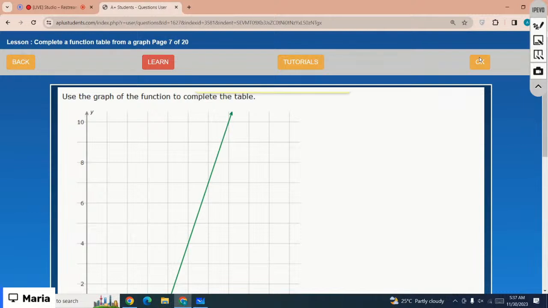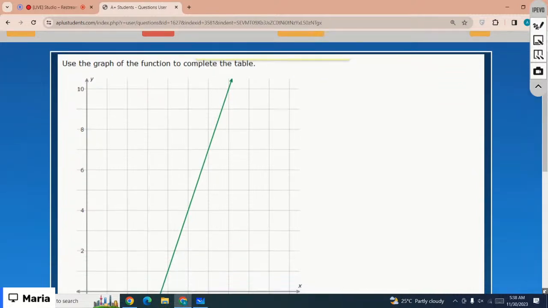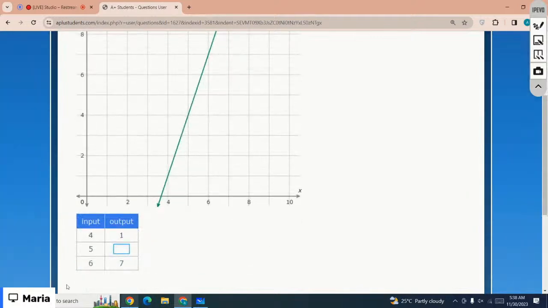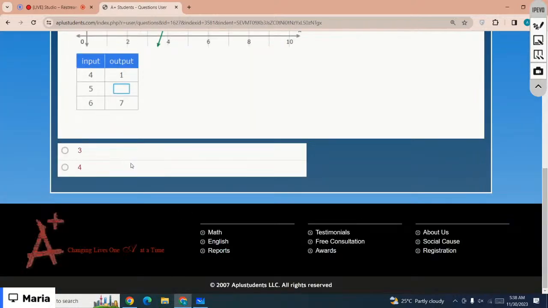Use the graph of the function to complete the table. Okay, you have to see the input value is equals 5. Here is 5. So just match it to the graph and then match it to the y-axis. That would be 4. That means when x equals 5, y equals 4, the correct option is 4.